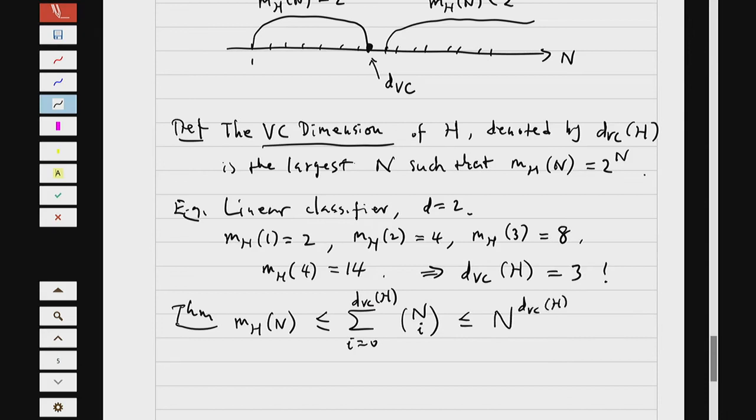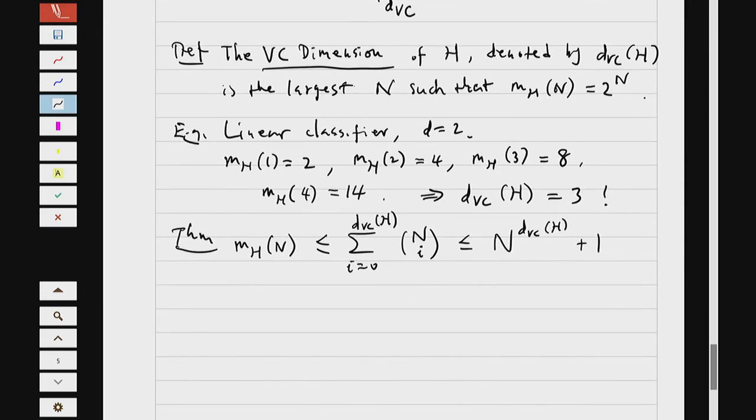It is N to the dVC of H, plus 1, like that. Again, the middle one you can ignore. The proof is in the textbook if you want to look at it, pretty tedious. But the final result is important. Why is this better? Remember previously the alternative is 2 to the nth power. Now this one is polynomial in N. dVC, for example, in two-dimensional space for linear is only 3, so this is cubic in N for a linear classifier in two-dimensional space.